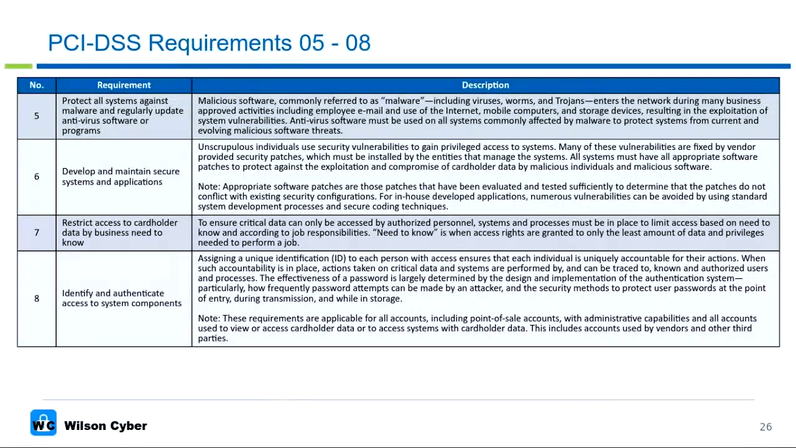Requirement 8 is identify and authenticate access to system components. Assigning a unique identification to each person with access ensures that each individual is uniquely accountable for their actions. When such accountability is in place, actions taken on critical data in a system are performed by, and can be traced to, known and authorized users and processes. The effectiveness of a password is largely determined by the design and implementation of the authentication system, particularly how frequently password attempts can be made by an attacker, and the security methods to protect user passwords at the point of entry, during transmission, and while in storage. Note, these requirements are applicable for all accounts, including point-of-sale accounts with administrative capabilities and all accounts used to view or access cardholder data or to access systems with cardholder data. This includes accounts used by vendors and other third-party providers.